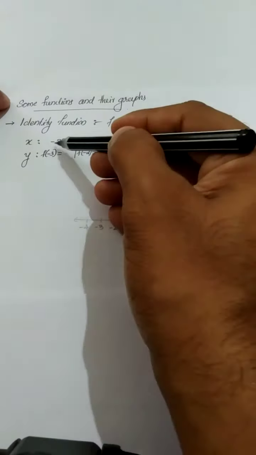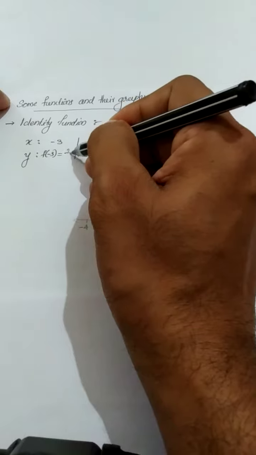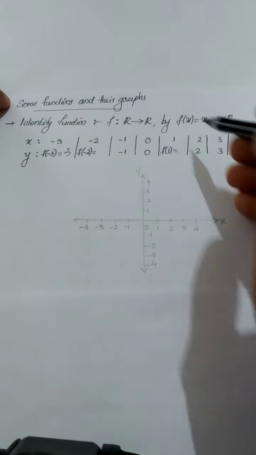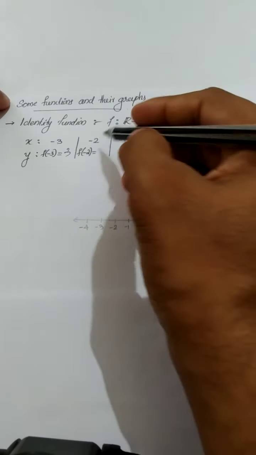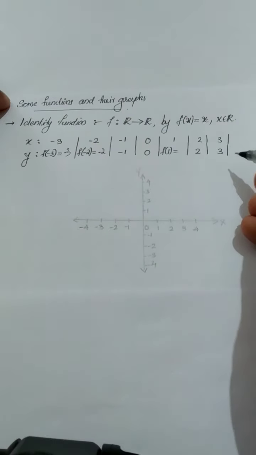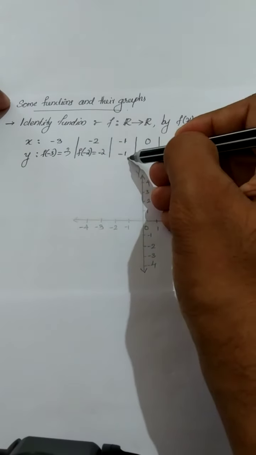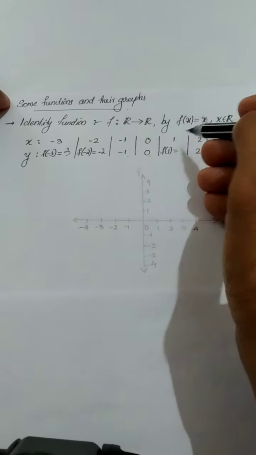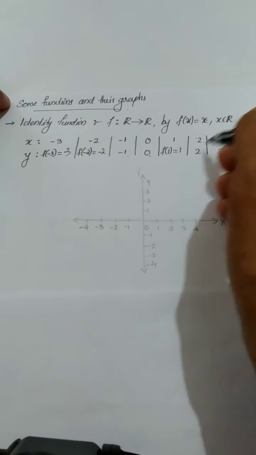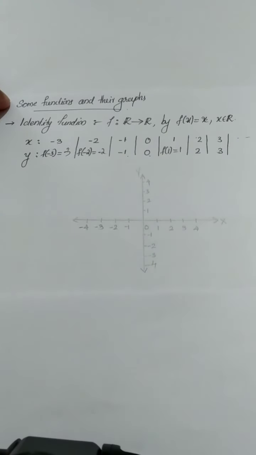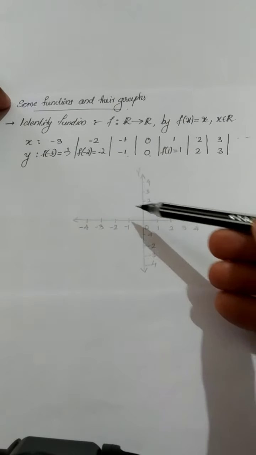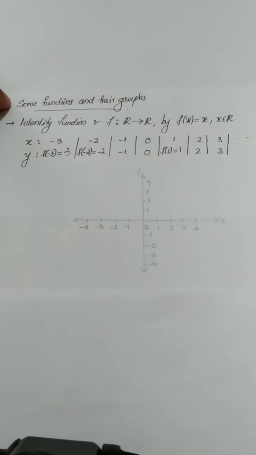Then f of -3 is equal to -3. There is no doubt, f of x equals x. Then f of -2 is equal to -2. Then f of -1 is equal to -1. F of 0 is 0. F of 1 is equal to 1. F of 2 is 2. F of 3 is 3, and so on. So now we are going to draw the graph of this function.